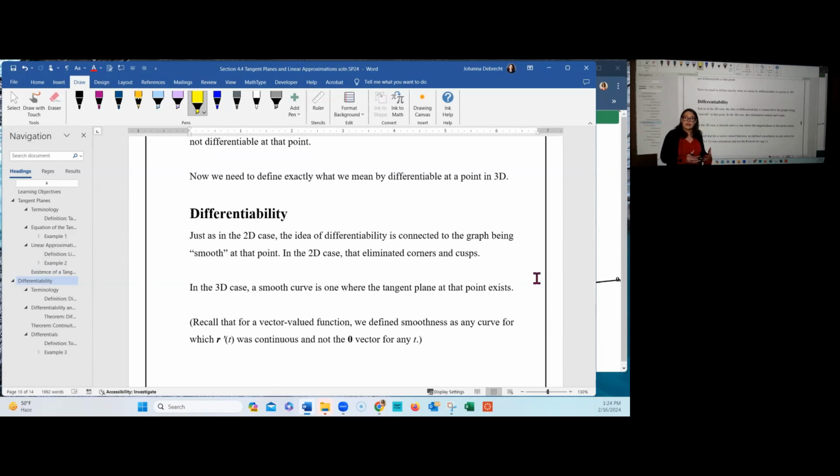In the two-dimensional case, it meant no corners or cusps. In the three-dimensional case, a smooth surface is one where the tangent plane exists at that point, which is sort of a circular definition. How do you know the tangent plane exists? It's smooth. How do you know it's smooth? You have a tangent plane at that point. For a vector-valued function, remember that we define smoothness as any curve for which the first derivative of r is continuous and not equal to the zero vector for any value of the parameter t.